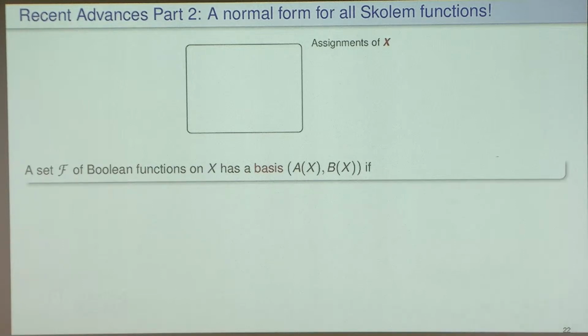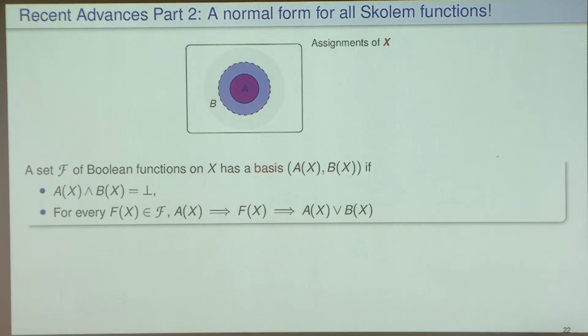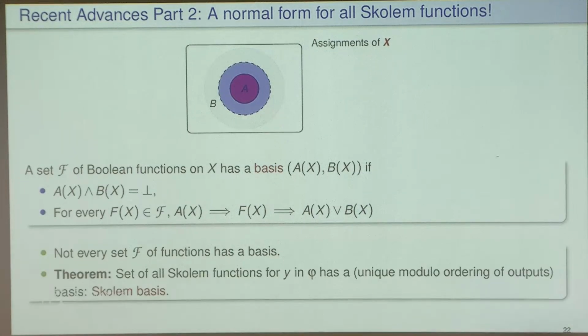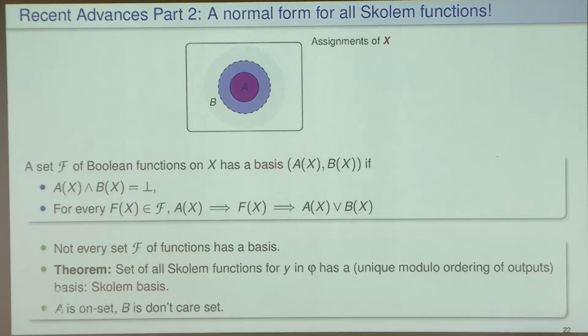Excellent. Right. So just to tell you, what do we mean by a basis? Basically, we just want to say that instead of compiling to one specification, we will compile to two in such a way that any Skolem function is an interpolant between these two. And this pair of functions will now be our basis in that sense. It's a basis because it will be orthogonal and it will span all Skolem functions. So it's analogous to the basis in a vector space. Right? And in fact, we can show that the set of all Skolem functions for an output has a unique, up to ordering, Skolem basis. And so this is basically the idea.